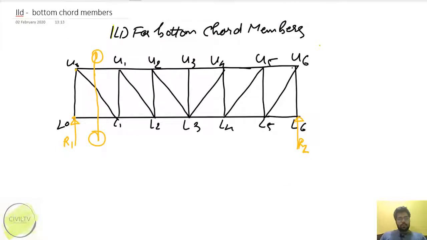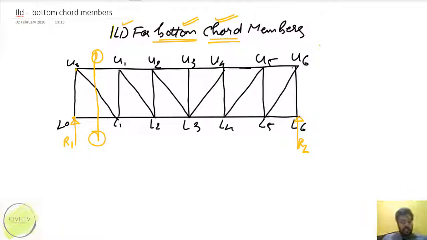Hello everyone. So this is the second lesson in the series of influence line diagram for trusses. In the last lecture we have learned about influence line diagram for the top chord members, and in this lecture we will deal with influence line diagram for the bottom chord members. Okay, so let's get started.